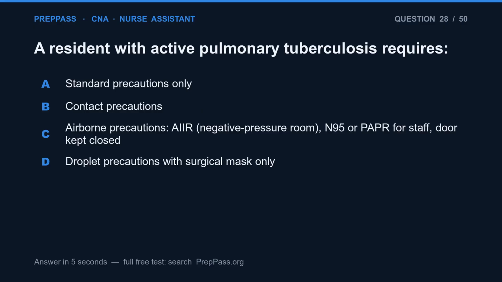Question 28. A resident with active pulmonary tuberculosis requires: A. Standard precautions only. B. Contact precautions. C. Airborne precautions, AIIR, negative pressure room, N95 or PAPR for staff, door kept closed. D. Droplet precautions with surgical mask only.